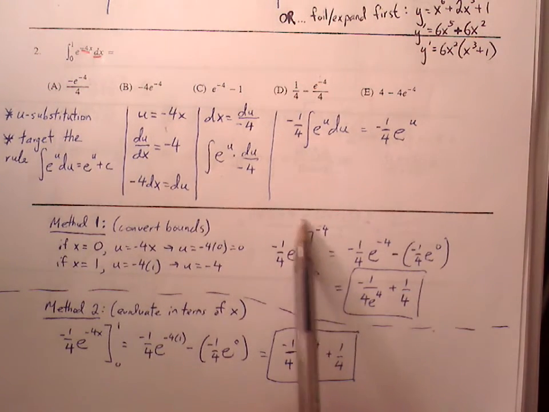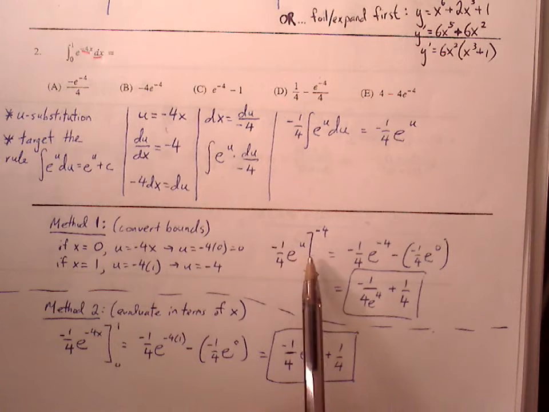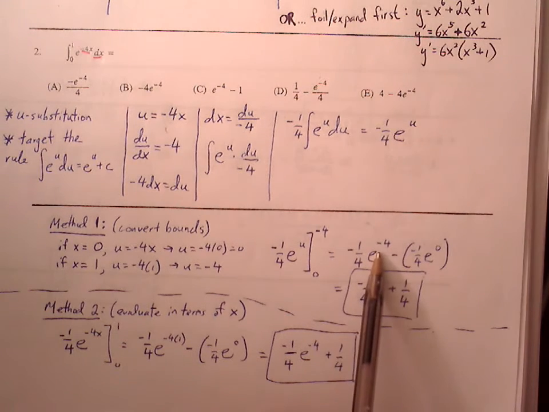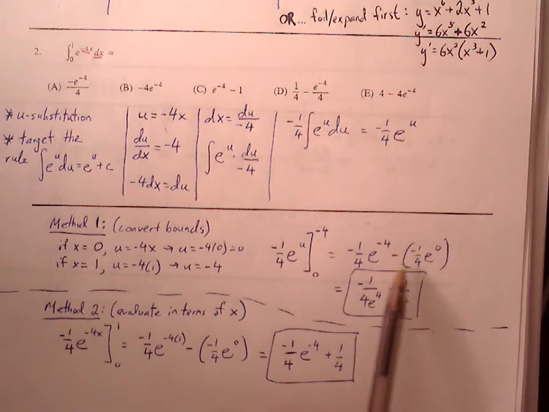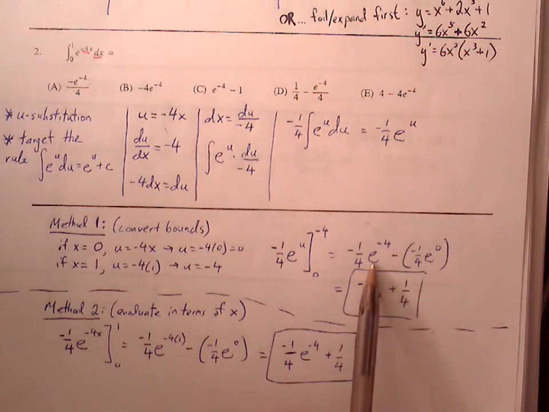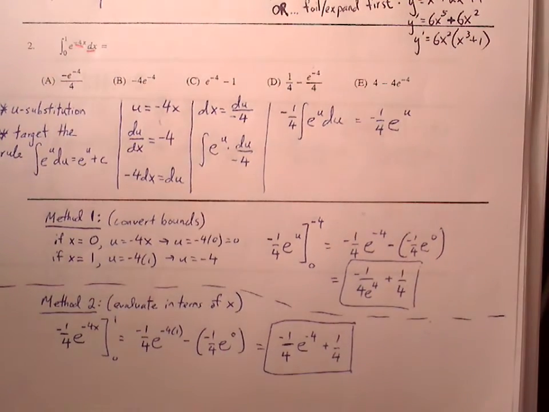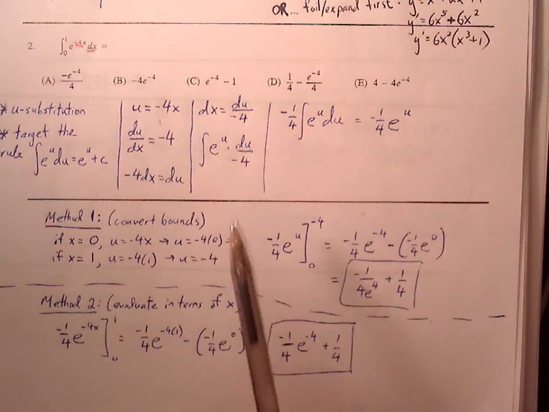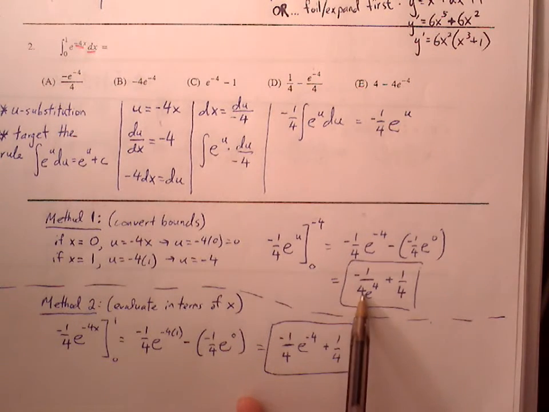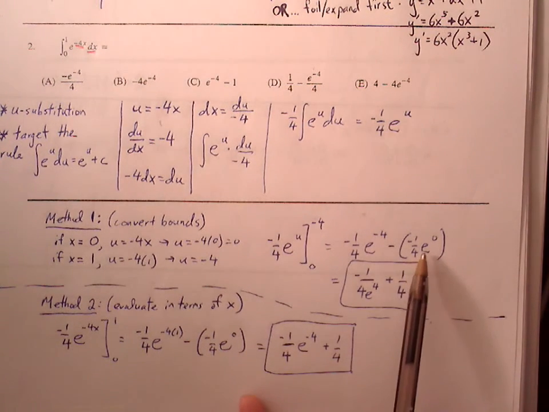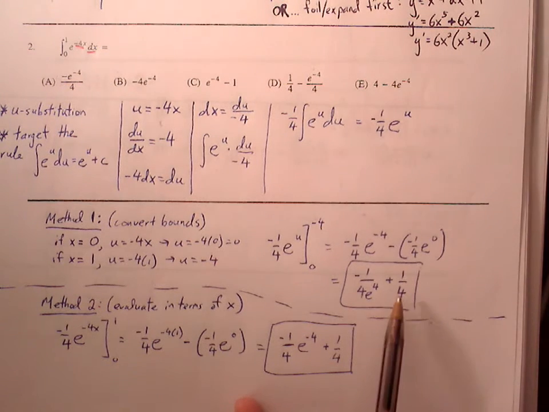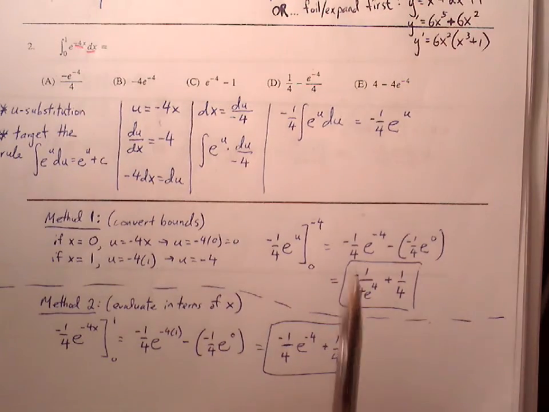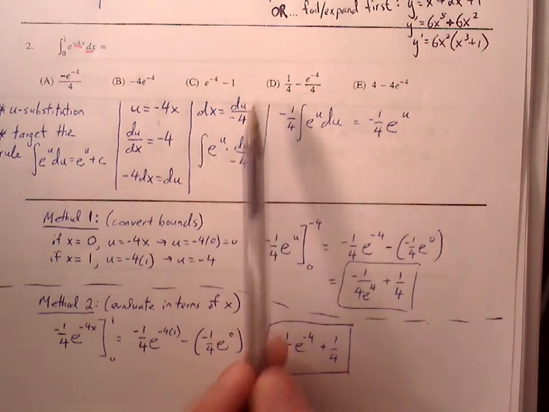So we evaluate the bound, upper bound first. Upper bound gets plugged in for u, minus, then we evaluate the lower bound. 0 gets plugged in for u as well. Negative 1 over 4 e to the negative 4, same thing as negative 1 over 4 e to the fourth. And e to the 0 power, same thing as 1. The two negatives become positive, so we get plus 1/4. And that matches with the answer choice of D. Okay.